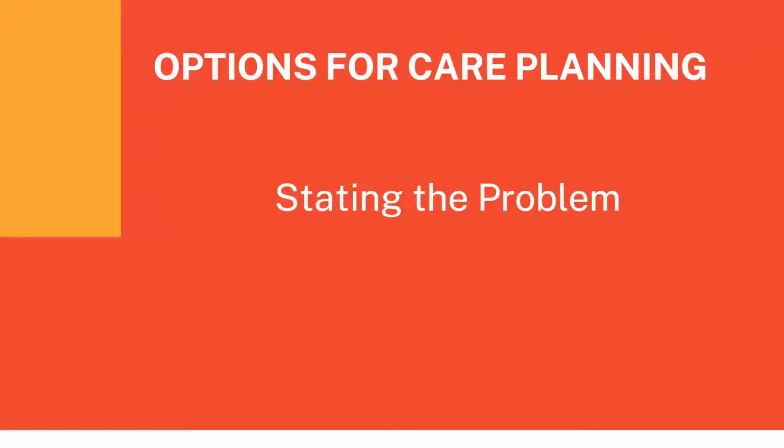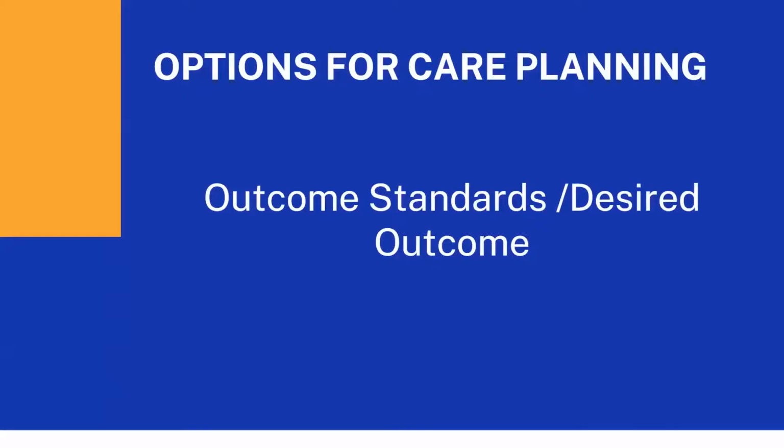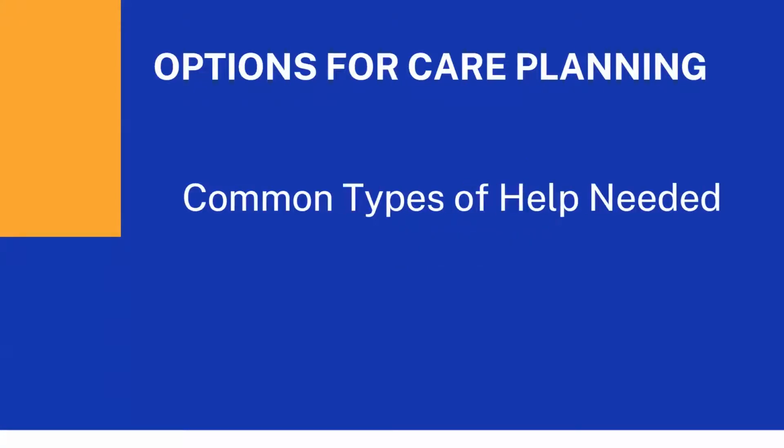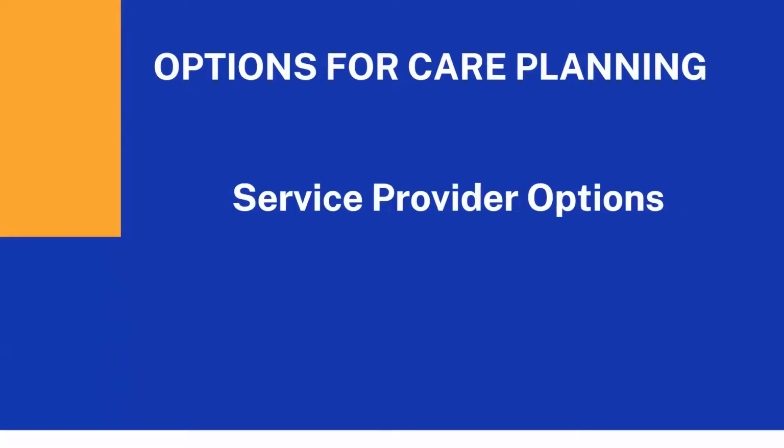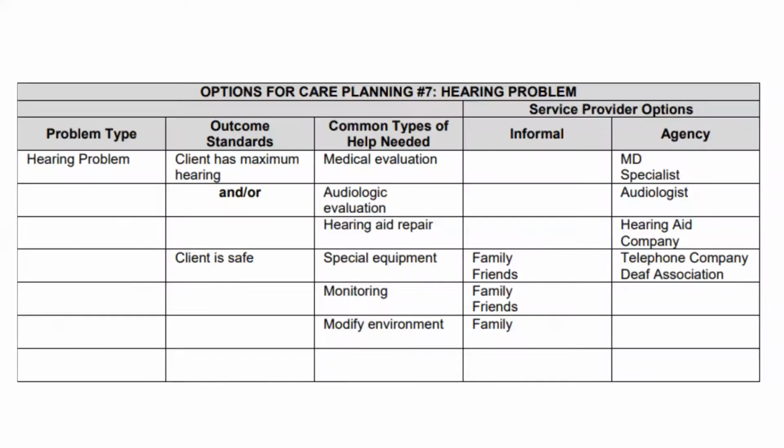So you need to state the problem and the outcome standard, like I said, or the desired outcome that you want to achieve, the common types of help needed, the service provider options. So these are kind of templates. I'm kind of rushing because of our time. And there's another document I'll send as well. So options for care planning.